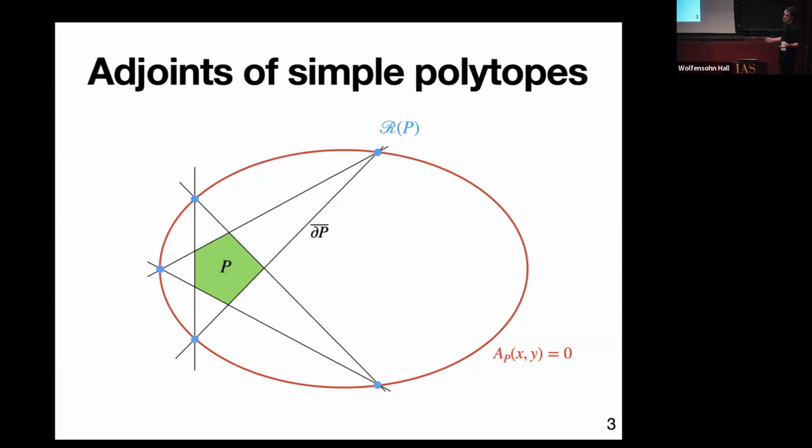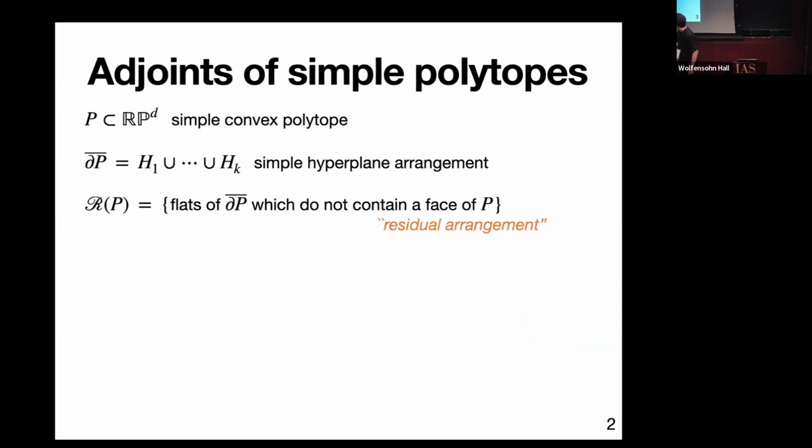Good. So you can already see why such an adjoint could exist. Anytime you draw 5 points in the plane, there will be a conic interpolating them, right? Then it's a theorem that if these 5 points come from a polytope, then there's a unique solution.